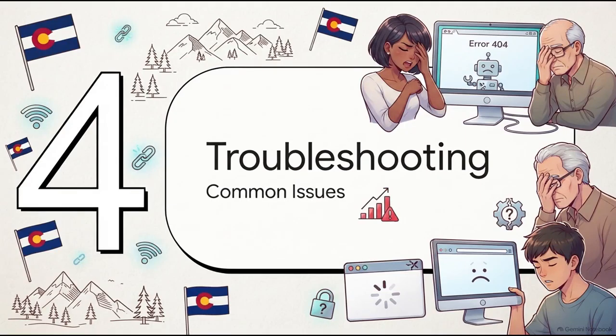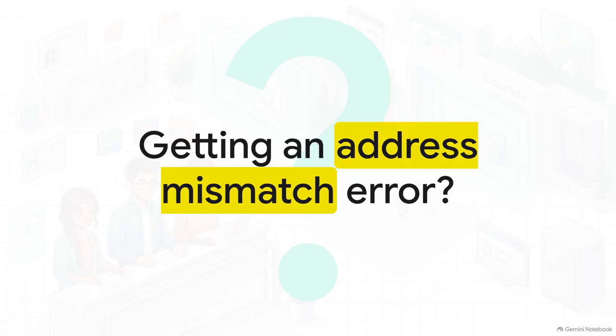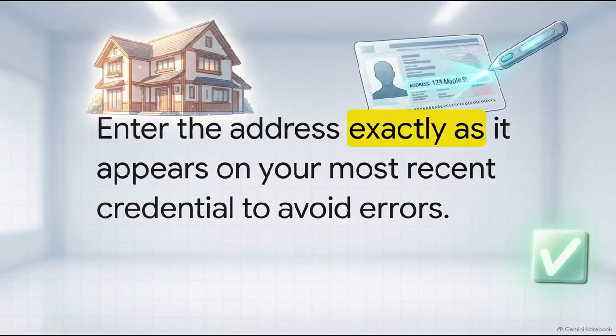Okay, Section 4, Troubleshooting Common Issues. We all know government websites can be incredibly frustrating, right? Technical glitches happen, so let's proactively tackle the most common roadblocks you might face. Getting an address mismatch error? If the system abruptly stops you with this error during account creation, it can be insanely annoying. But whatever you do, don't abandon the process. The workaround here is actually super simple.